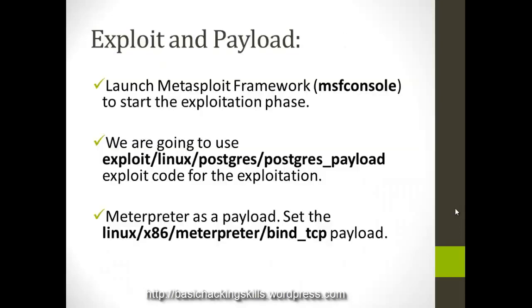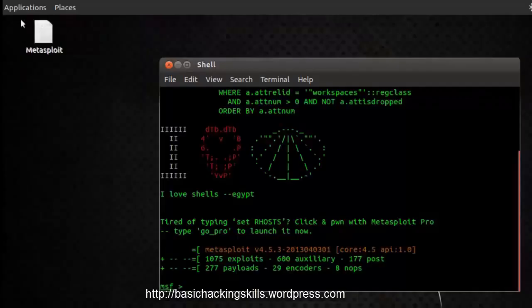So there is some exploit for this PostGIS SQL. The exploit we are going to use is exploit/linux/postgis_payload, with the Meterpreter as a payload. We are going to set the payload linux/x86/meterpreter/bind_tcp. All right, we are going to launch Metasploit using msfconsole, and start the exploitation phase.